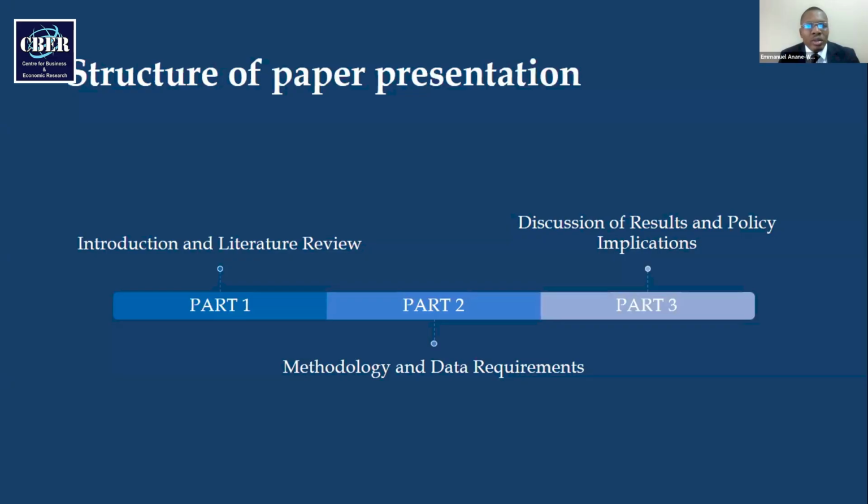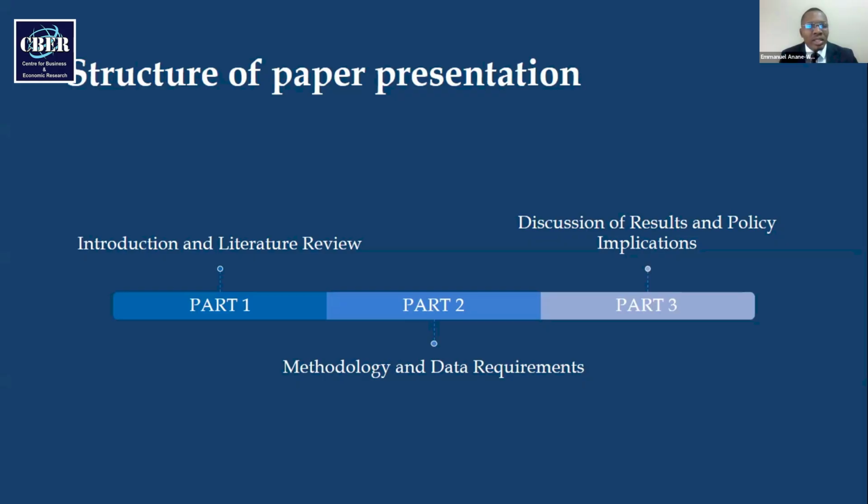Now, this research is going to help us see what obesity is in the first place and why it's a problem for the countries in Sub-Saharan Africa. The structure of the presentation will be in three parts. The first part will tackle the introduction, which will highlight the problem statement and the literature review, also giving us the research objectives. The second part of our presentation will be the methodology and the data requirements for the research. And finally, we'll look at the discussion of the results and the policy implications.